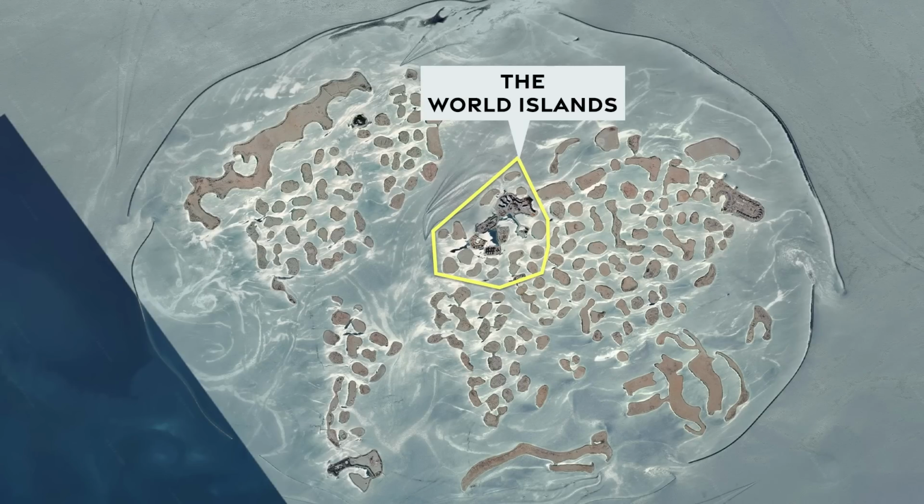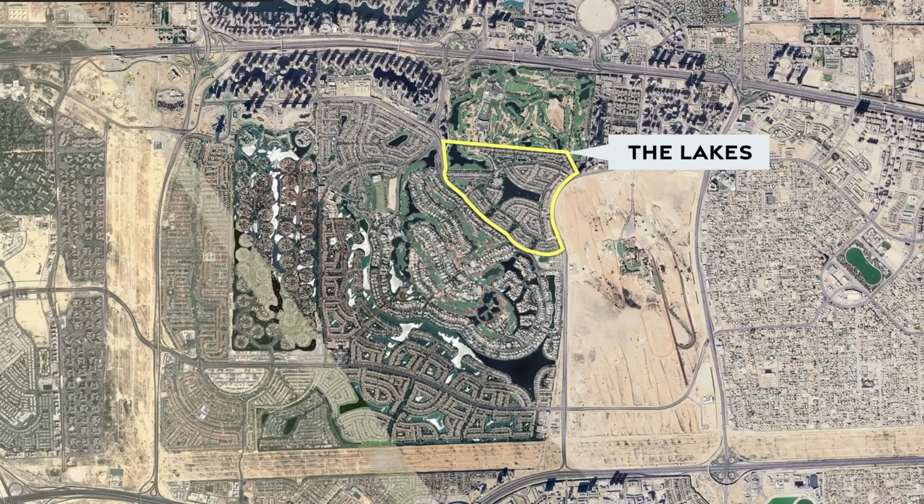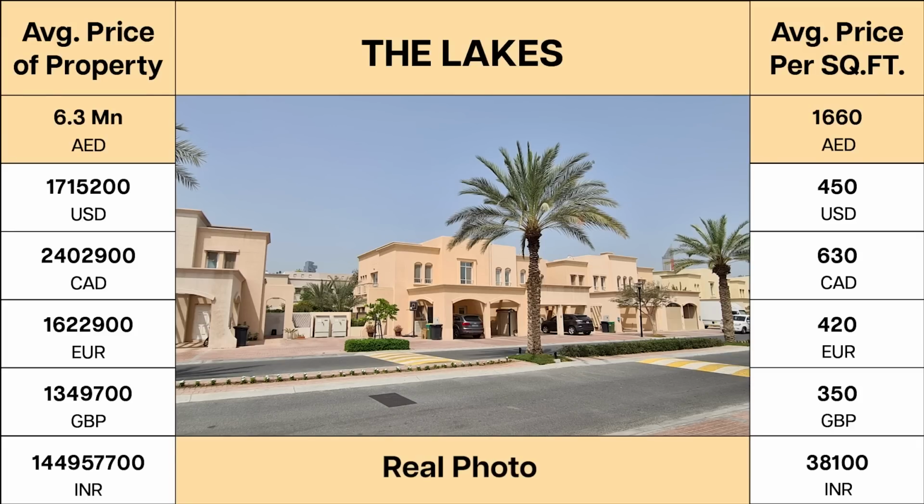Next up on the price list are the villa options in the Heart of Europe project on the World Islands. Average price per square foot is at 1700 dirhams with an average price at top of the list 50 million dirhams. Now I am going to speak about another part of Emirates living community which is called the lakes. Average price per square foot is at 1660 with a few villas having views to the Emirates golf course.